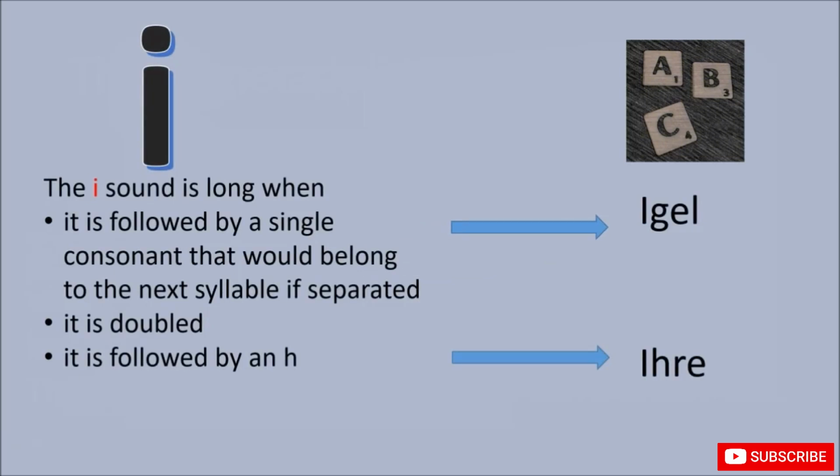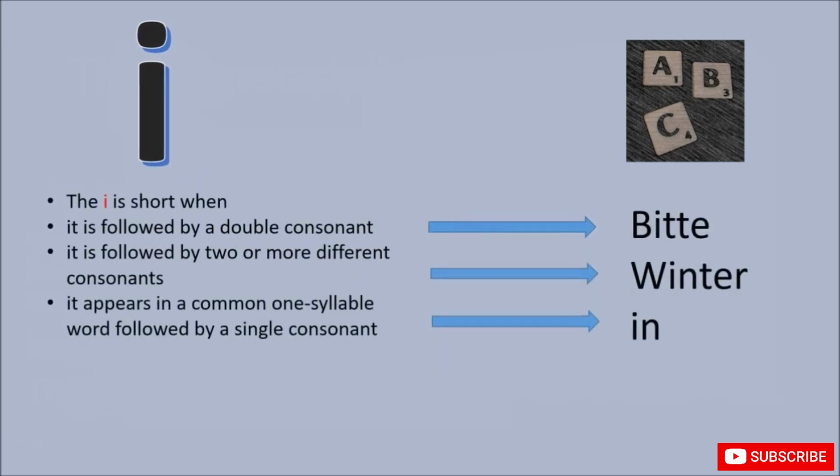The I sound is long, as you've heard, when it's followed by a single consonant that would belong to the next syllable if separated. Igel. Igel, hedgehog. If it's doubled, no, not with the I. And if it's followed by an H, like ihre, ihren, ihr. And it's short when it's followed by a double consonant, like bitte, followed by two or more different consonants, winter, and it appears in common one-syllable words, followed by a single consonant, like in.